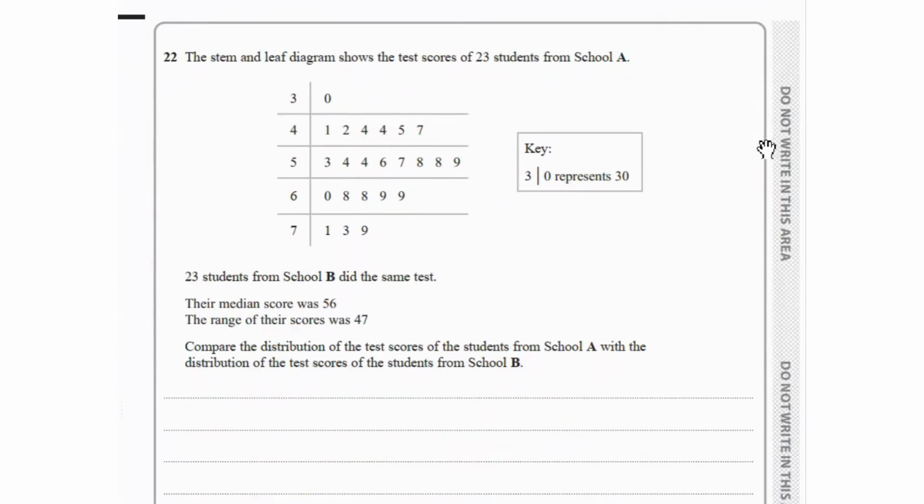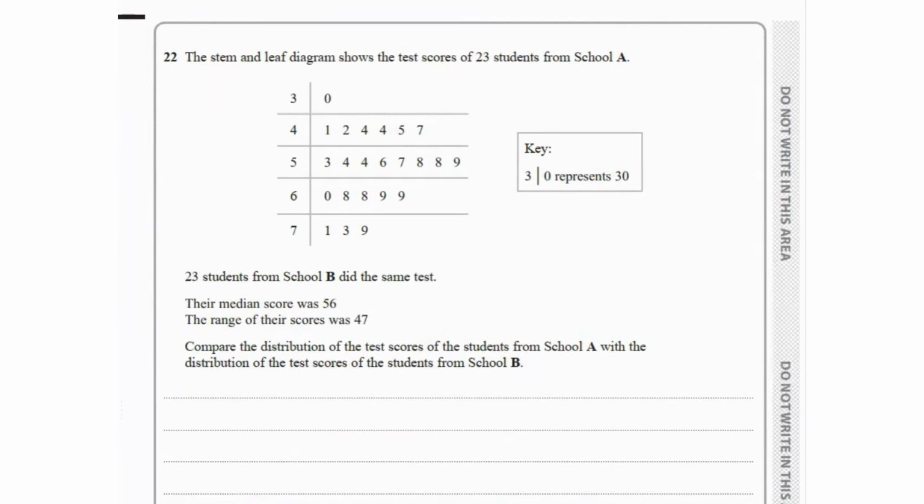Then we have a stem and leaf diagram. It shows the test scores of 23 students from school A. The key shows that the numbers on the left-hand side are the tens and on the right-hand side are the ones. 23 students from school B did the same test and the median score was 56. The range of the scores was 47. Compare the distribution of the test scores of the students from school A with the distribution of the test scores of the students from school B.